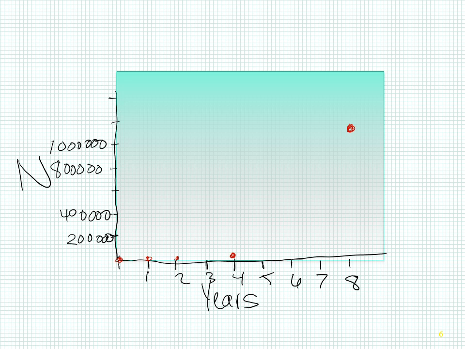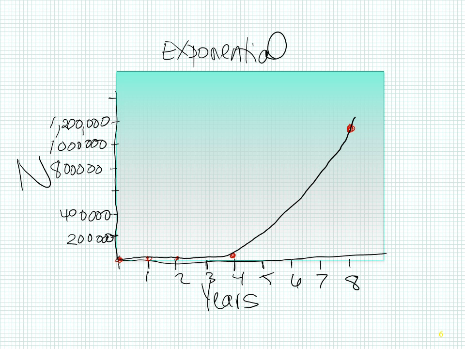And then it's just shy of 1.2 million. So if we connect these guys up, we've got something that looks like this, which is exponential growth. But since this is geometric, we had non-overlapping generations.